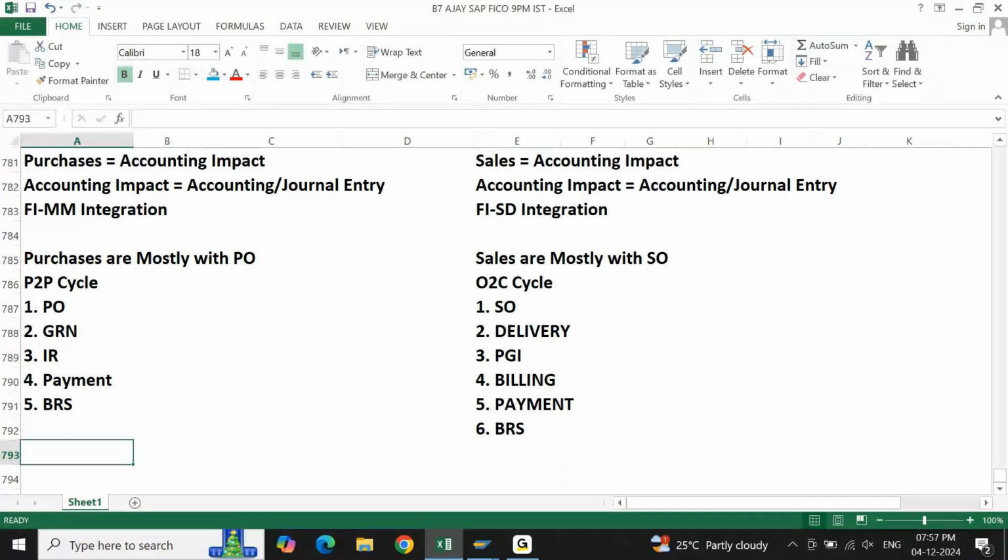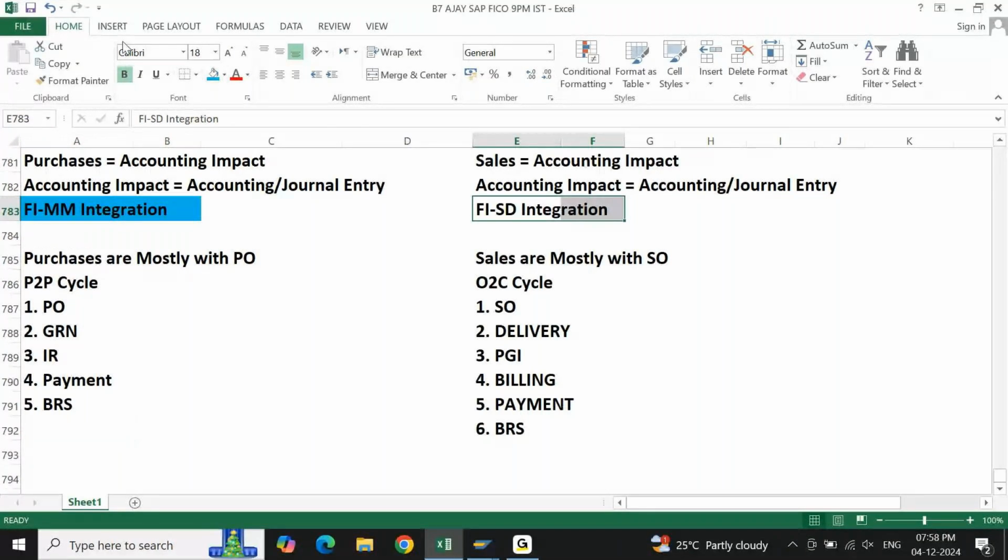Now we are talking a specific point here. FI-MM integration. FI-SD integration. Not everything is FI-MM integration. Not everything is FI-SD integration. Wherever there is an accounting entry, only there you are talking about FI-MM integration or FI-SD integration. Purchase order, will there be any accounting entry? No. GRN, any accounting entry? Yes, there is an accounting entry.